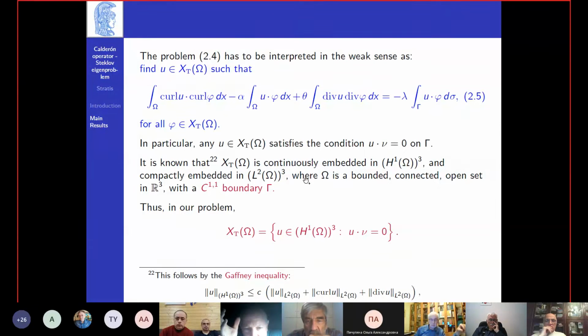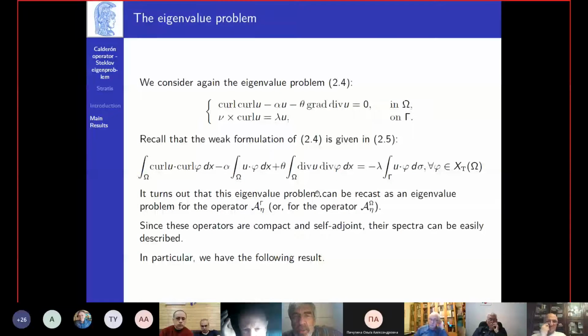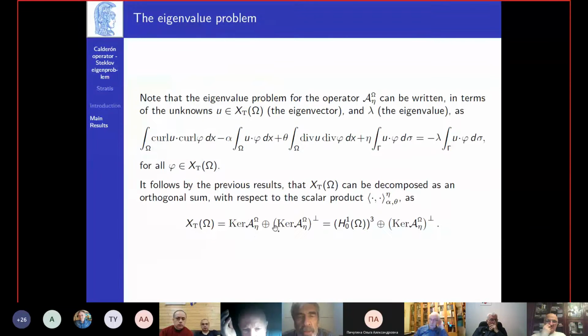What is this space? It is some kernel or orthogonal complement to some kernel. Is it a smooth part or non-smooth part? Here is our decomposition. The decomposition is in fact the kernel, the solutions, let's say, of one problem, and what remains. The solutions in the first kernel are just H10 of omega, and the remaining part are the functions that are in H1, but not in H10, with the corresponding boundary condition.